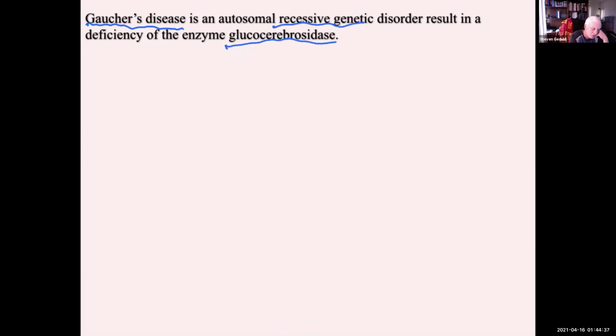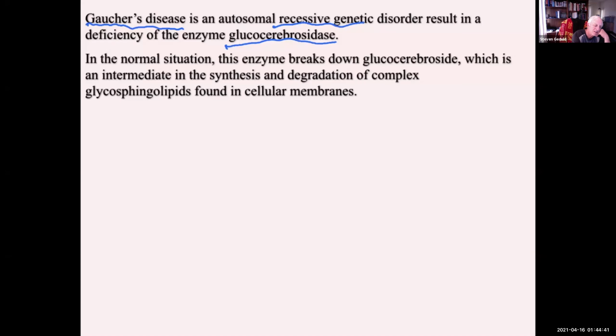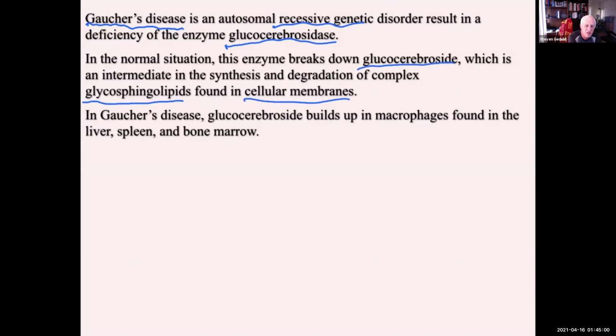Remember glucocerebroside? In the normal situation, the enzyme breaks down glucocerebroside, which is a synthesis or degradation complex of glycolipids found in the cellular membranes. Remember, glucocerebroside affects the myelin sheath. In Gaucher disease, glucocerebroside builds up in macrophages, found in the liver, the spleen, and the bone marrow.